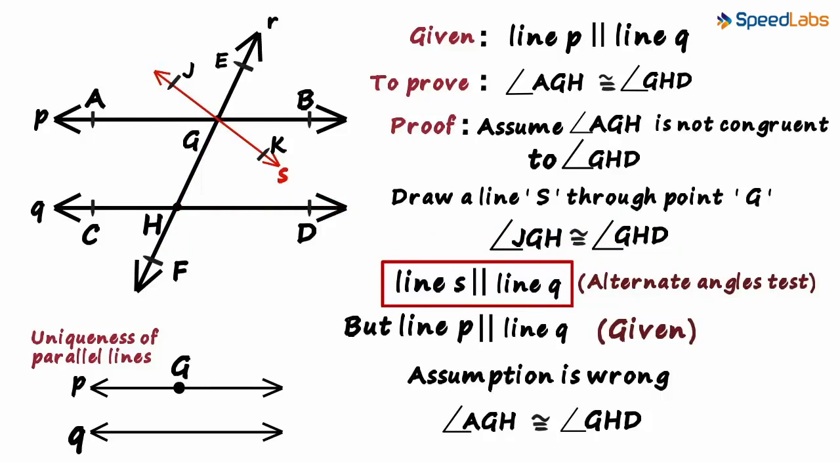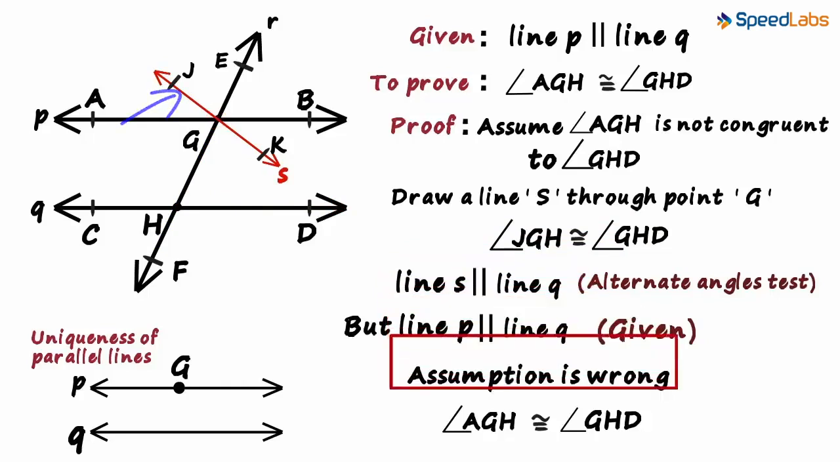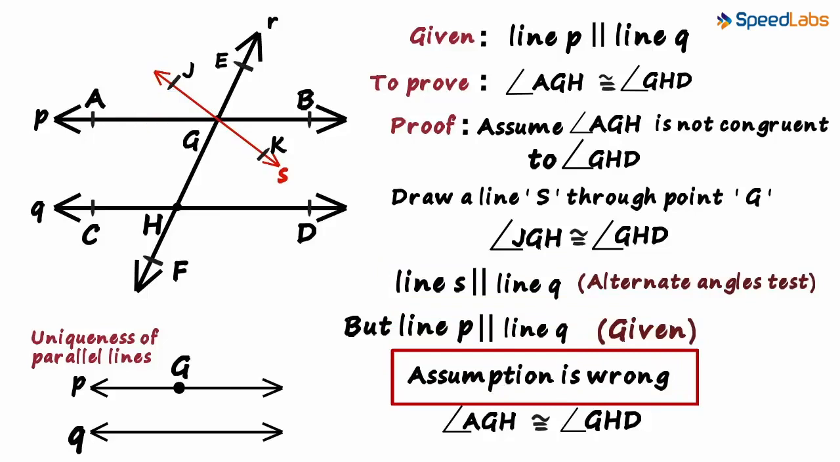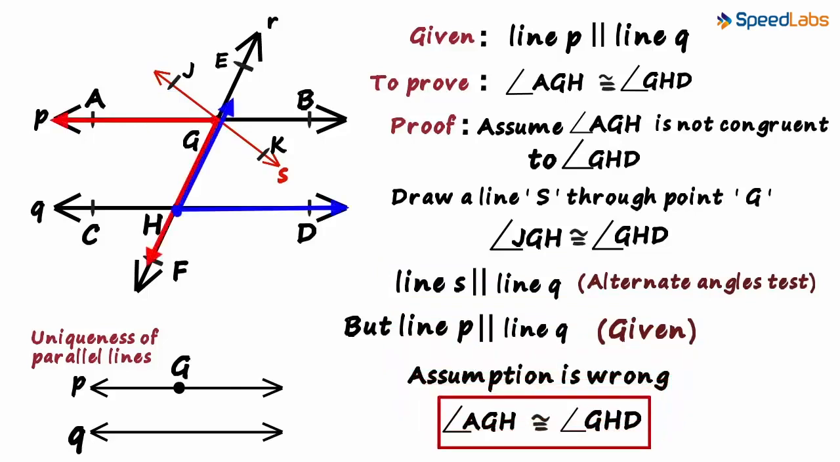But only one line can pass through a point that is parallel to line Q. So a distinct line S cannot exist, which makes our assumption wrong. And this proves that the alternate interior angles are congruent.